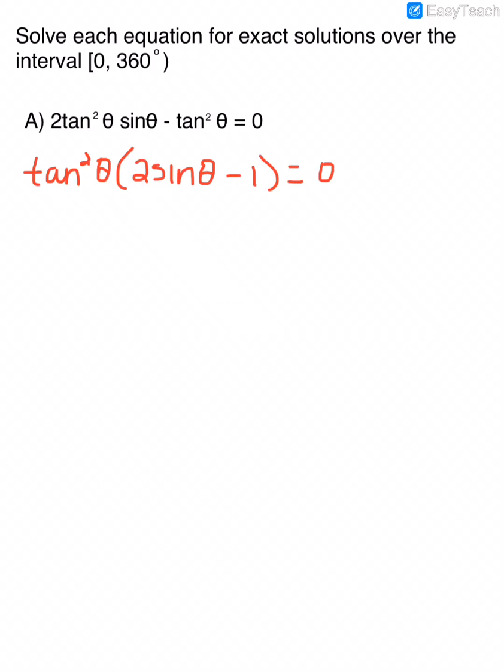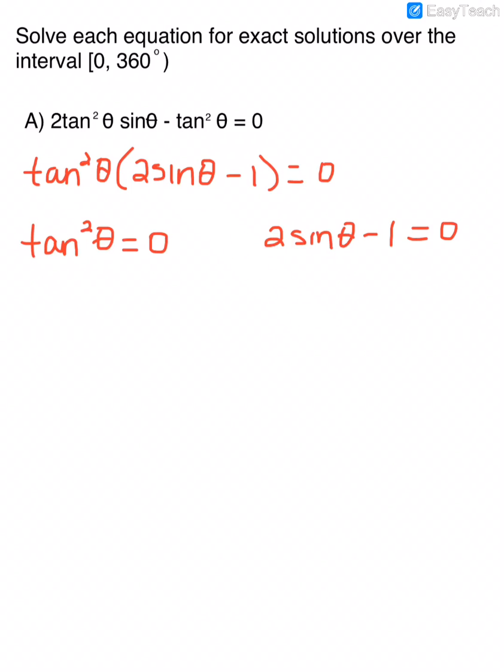Now, there's nothing else I can do with either of those two terms. I have tangent squared theta, and then I have 2 sine theta minus 1. That's completely factored. So once it's completely factored, I take each factor and set it equal to 0. So I have tangent squared theta equals 0, and I have 2 sine of theta minus 1 equals 0. For tangent squared theta equals 0, I'm going to take the square root of both sides. Of course, there's no plus or minus 0. So I would get tangent of theta equals 0.